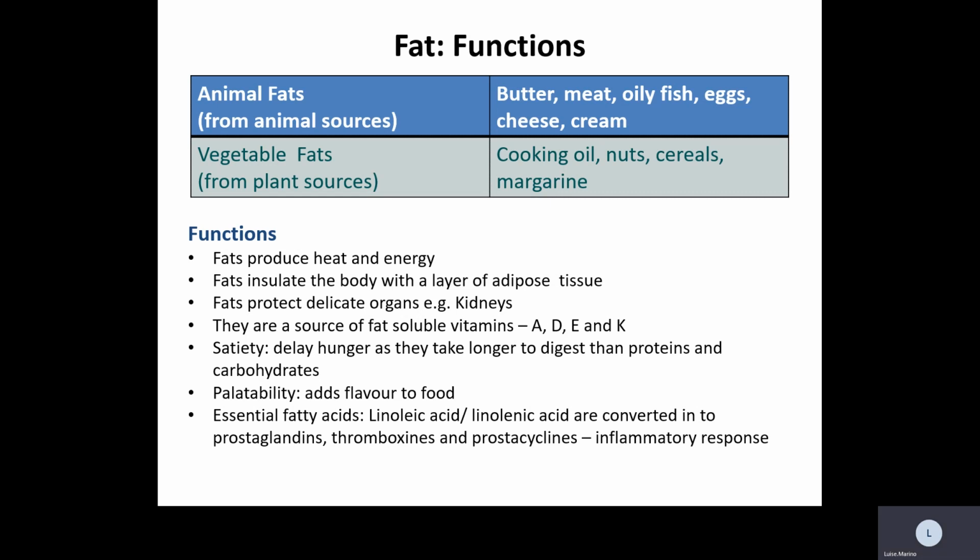Fats, again, have a function to produce heat and energy. They insulate our bodies with a layer of adipose tissue, and you also have visceral fat. Visceral fat is something that protects your organs. You have a fat layer around your delicate organs, such as your kidneys. But what we don't want is too much visceral fat, because that is negative, again, to long-term health.